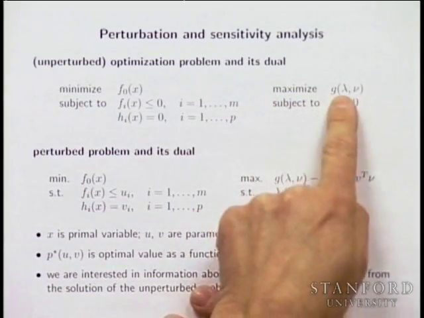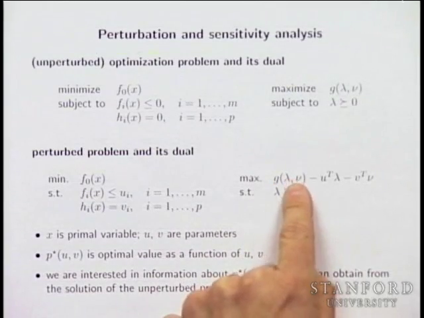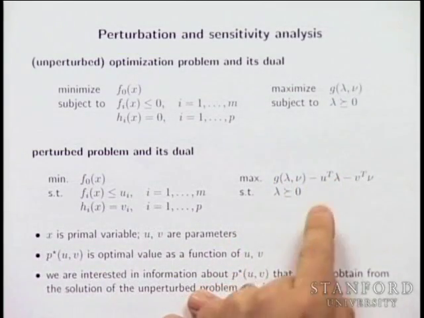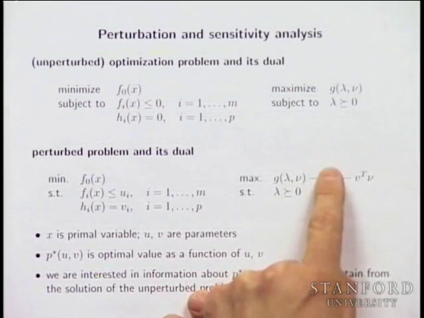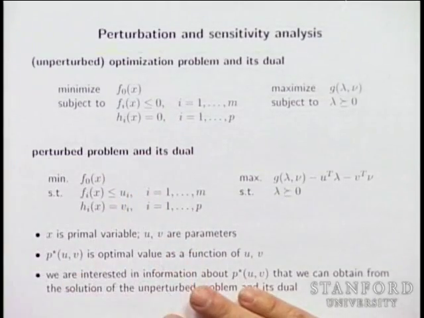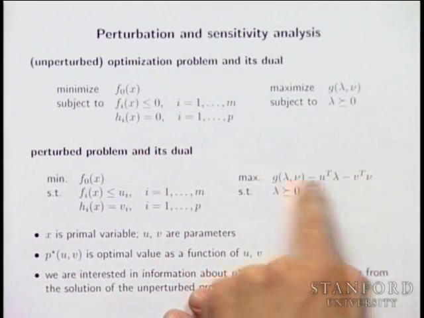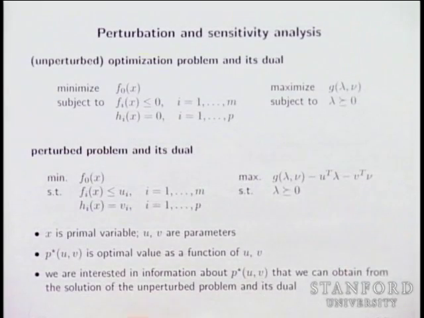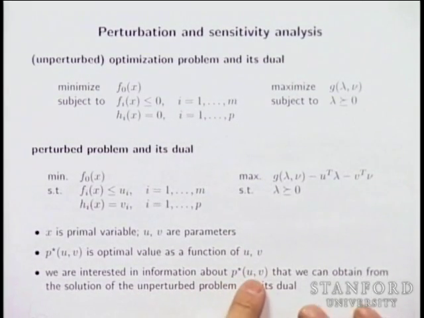So here it's maximize g of lambda, nu. Here it's maximize g of lambda, nu minus u transpose lambda minus v transpose nu, because what was a zero here becomes a u. It's extremely simple to show. You get this. Okay, now what we're interested in is what can you say about p star of u, v?